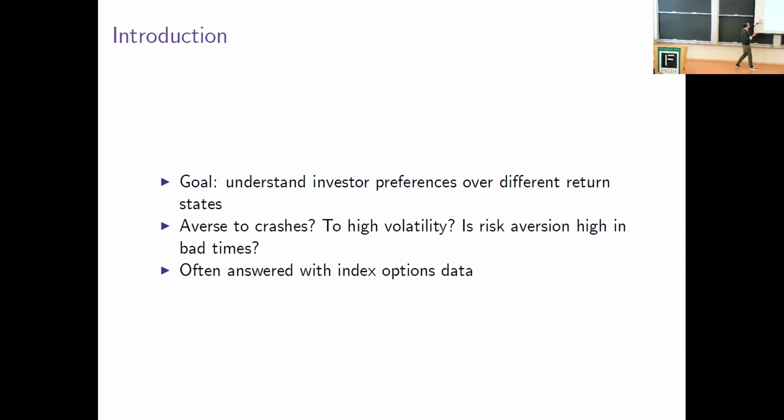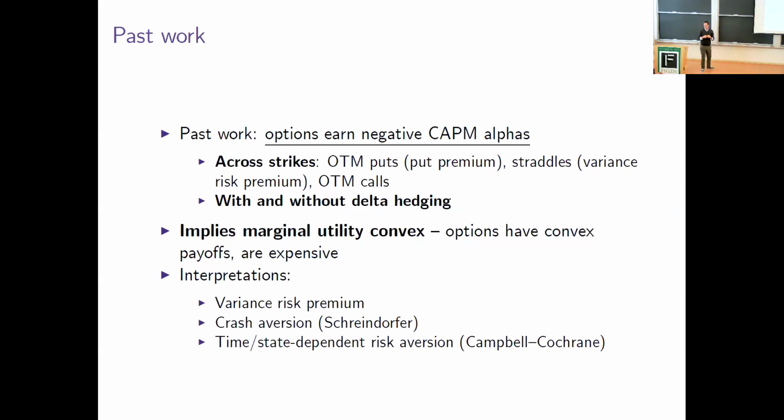And often you answer these questions with index options data. Past work that's extraordinarily well known finds that options on the S&P 500 earn negative CAPM alphas. This is true across strikes. You see it for out-of-the-money puts, that's the put premium. Straddles earn negative alphas, that's really the variance risk premium. And out-of-the-money calls also appear to be overpriced. This is true with and without delta hedging: options, robustly and historically, have earned these negative returns.